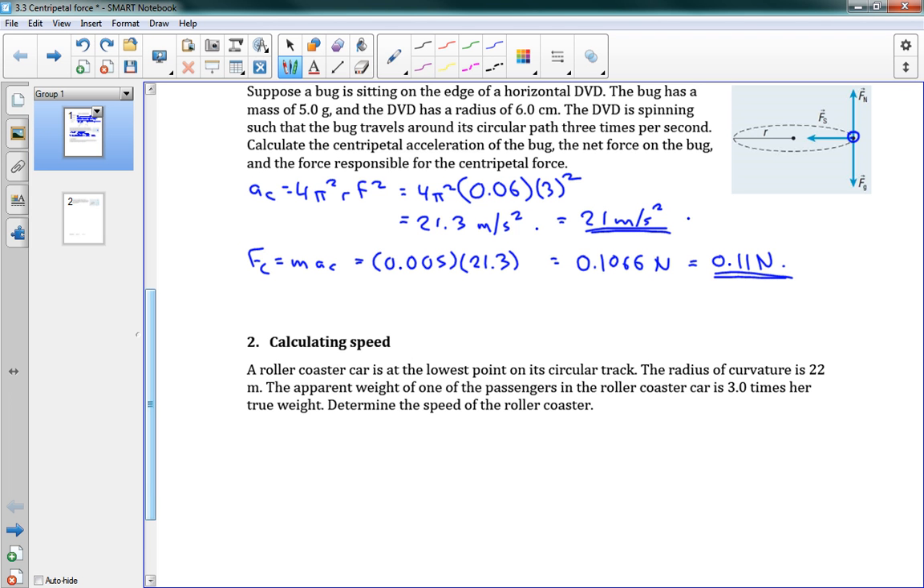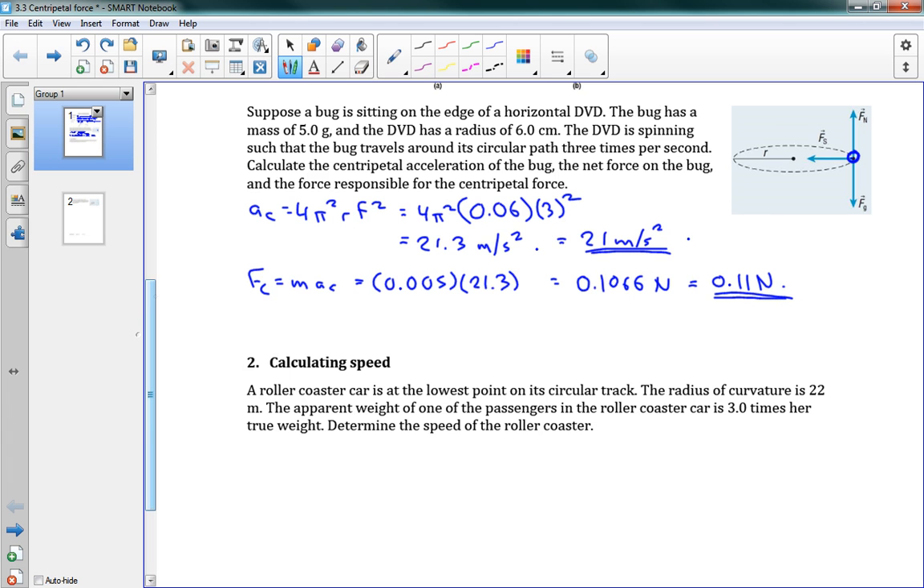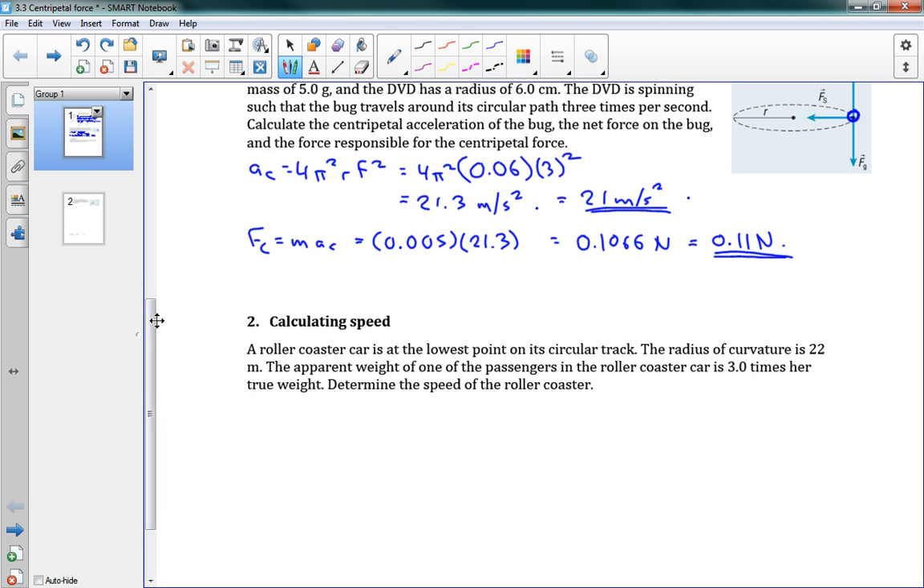The last one says, what's the force responsible for this centripetal force? So the question is, what is causing my bug to be accelerating towards the center of the DVD? Well, he's sitting on top of the DVD. Something's holding him on the DVD. It's not gravity, it's not the normal force. The thing that's keeping him on the DVD and pulling him towards the center is static friction. Otherwise he would just be falling off of the DVD. But static friction is holding him in place, so that is our force here. So we can say Fc is caused by static friction.